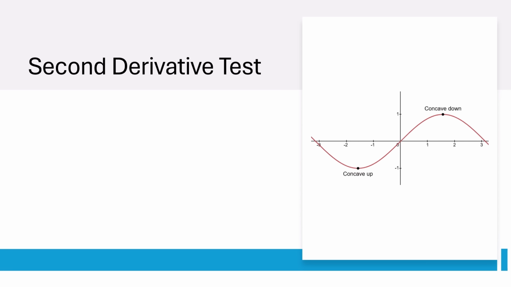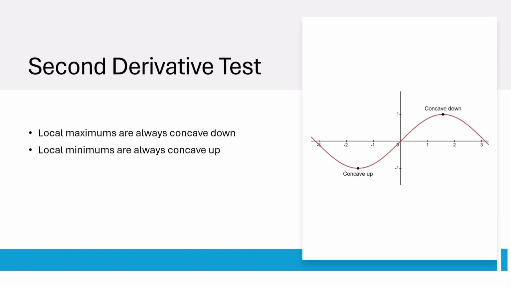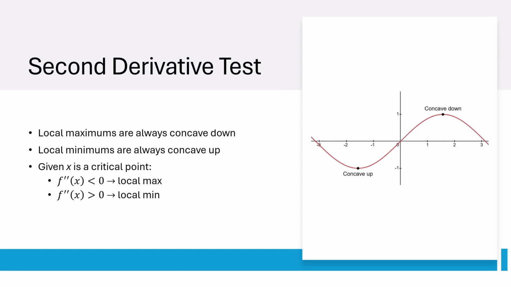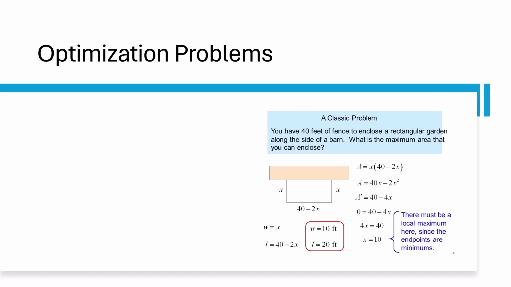The second derivative test is another way to classify critical points. Whenever we have a local maximum, we know that the graph is going to be concave down, and whenever we have a local minimum, the graph is going to be concave up. So given x, a critical point, if the second derivative is less than 0, or the graph is concave down, we have a local max, and if the second derivative is greater than 0, we have a local min.